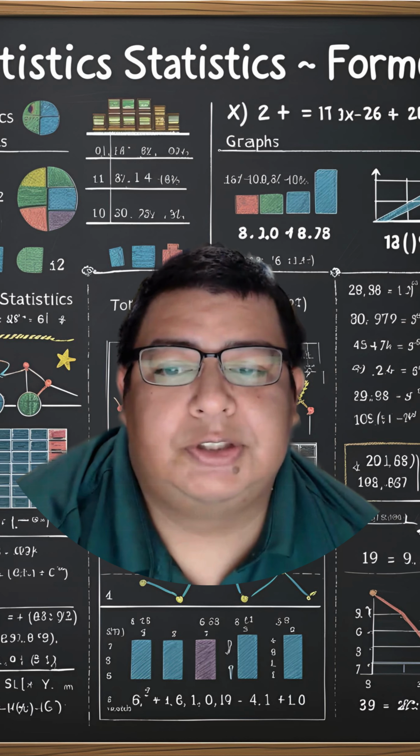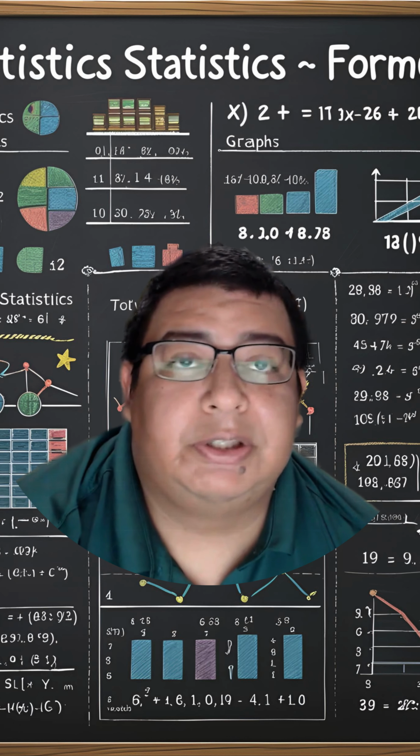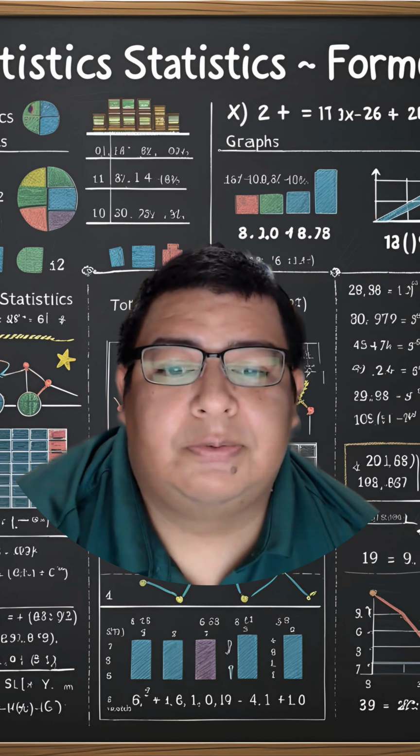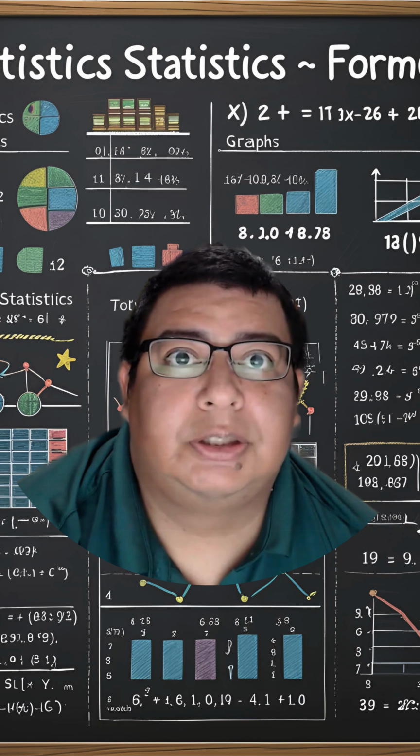So, what are some of their characteristics? Countability. Discrete variables are countable. For example, the number of students in a classroom or the number of cars in a parking lot.